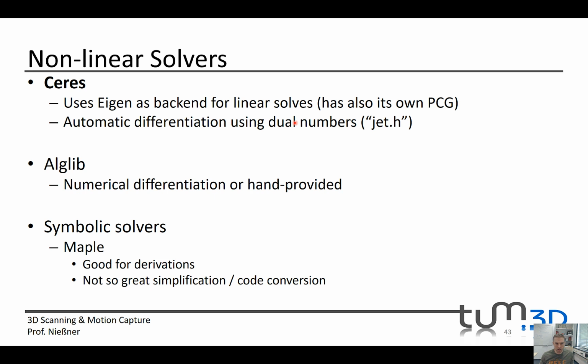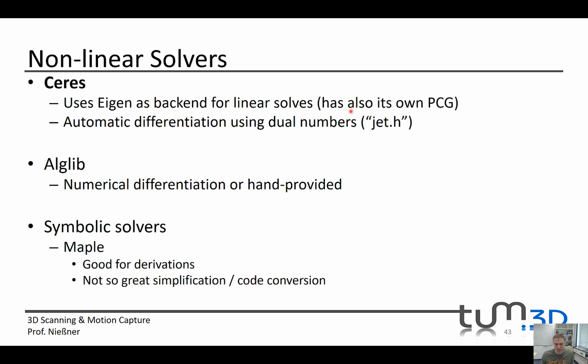Okay, we have a couple of solvers I wanted to point out. Ceres I already mentioned. Ceres is a really cool library, I think. I used it a lot. It uses an Eigen backend. It also has a PCG backend of its own for the linear solves. It uses automatic differentiation using these dual numbers. Check out this jet.h file. I think this is kind of cool. Again, you will learn a lot about programming. And this makes it fantastically easy to use and also pretty efficient, actually, from a compute perspective.